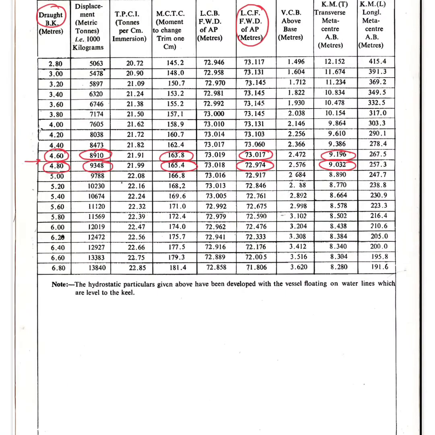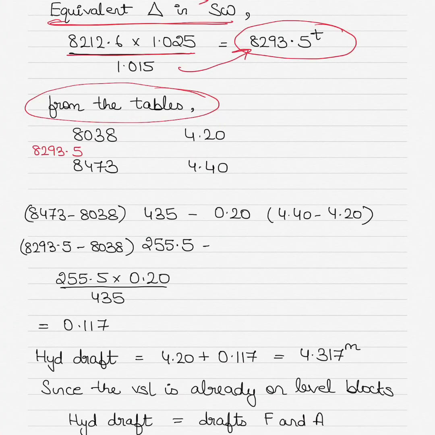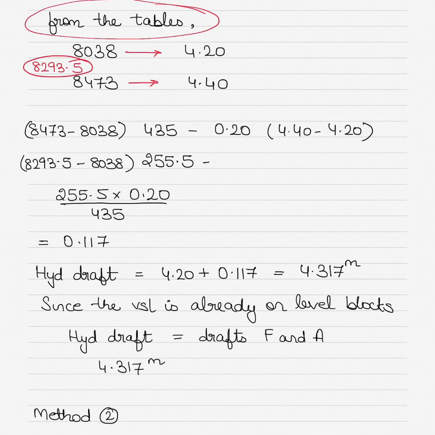So for 8293.5, when you go into the tables, you can see that there is no 8293.5. What you have is 8038 and 8473. So 8293.5 will lie between here. For this displacement, you have to find the hydrostatic draft. That's why you have to convert the displacement from the density of 1.015 to the density of 1.025. So when you go there, you have these two displacement values, but you need it for this displacement value. So of course you do the interpolation as you did before. For a difference of drafts of 0.20, the displacement difference is 435.